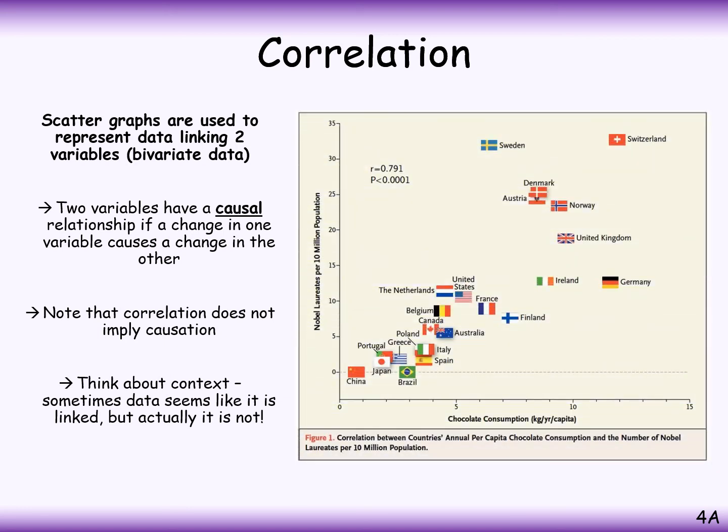So sometimes it might seem like a link, but there might not be any causation for it. And this is an example of, for example, chocolate consumption and Nobel laureates per 10 million people in the population. So although you can look at the graph and it looks like a positive correlation.